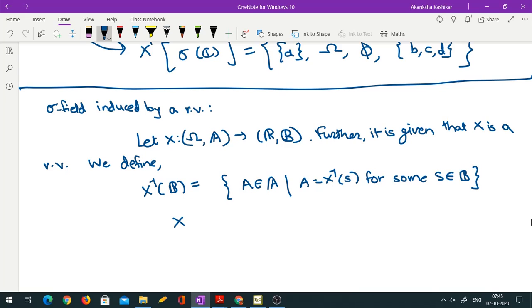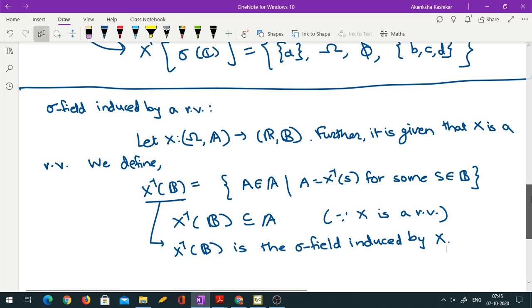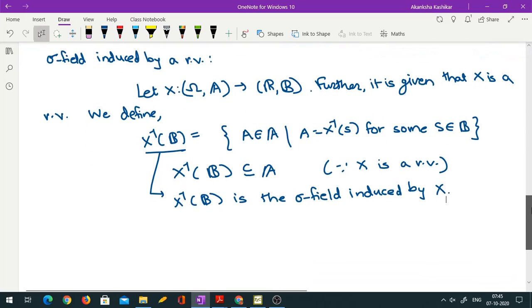Now because X is a random variable, we know that X inverse of script B is a subset of script A, right? This is because X is already known to be a random variable. And this X inverse of script B is known as the sigma field induced by X. Okay, sigma field induced by X. Why? Because it contains only the inverse images of Borel sets under X. It does not have any extra sets.